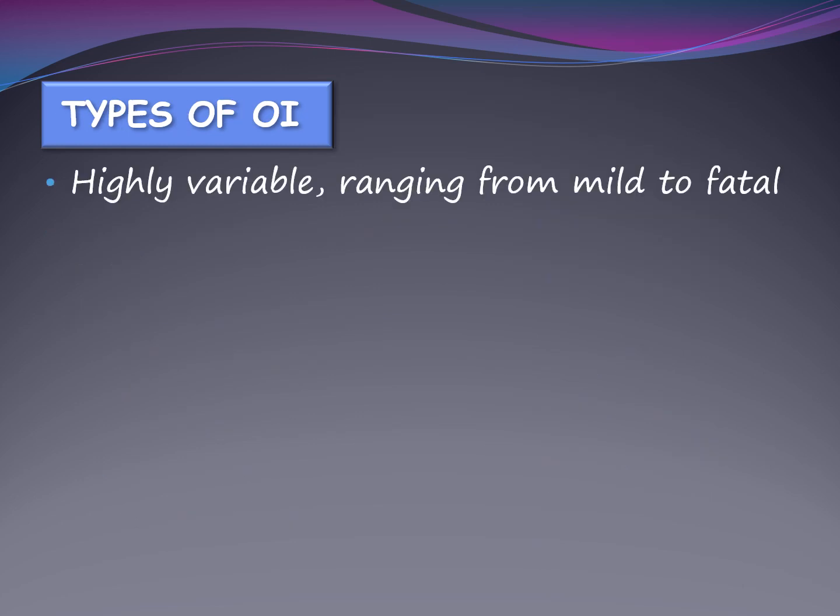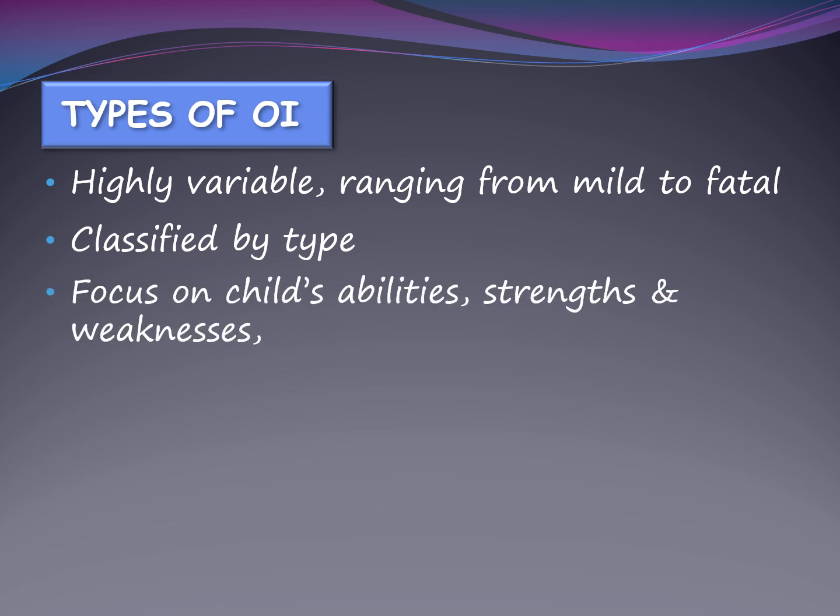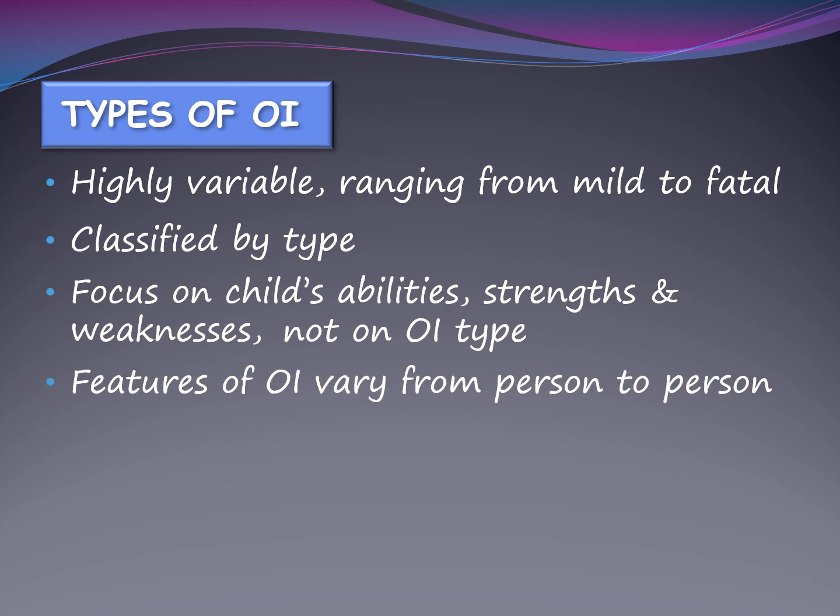OI is highly variable, ranging from a mild form to a form that is fatal prior to or shortly after birth. It is classified by type. When providing care for a child with OI, it is important to focus on their specific abilities, strengths, and weaknesses, instead of on their OI type. The characteristic features of OI vary greatly from person to person, even among those with the same type.